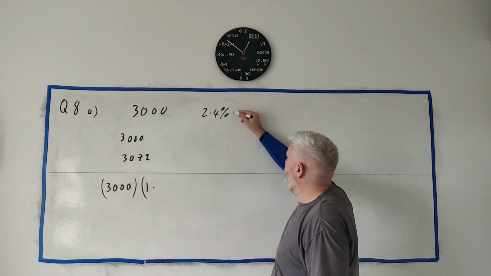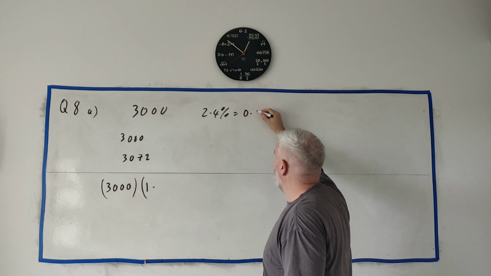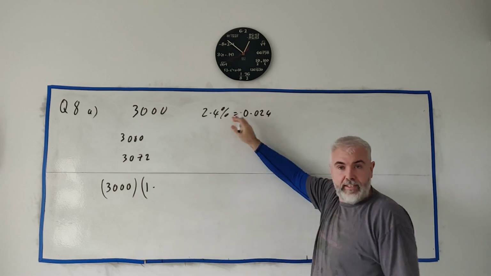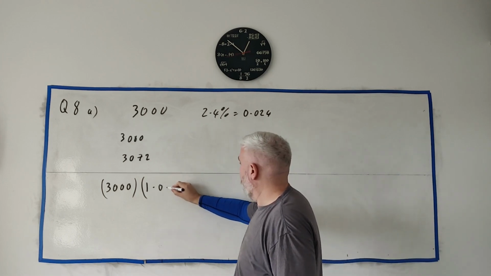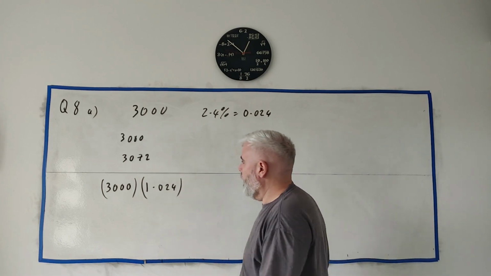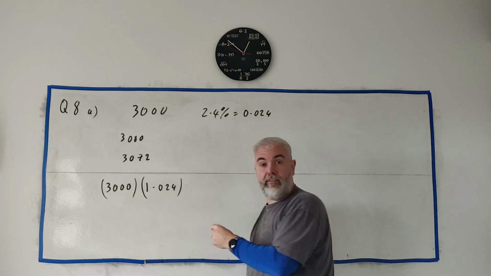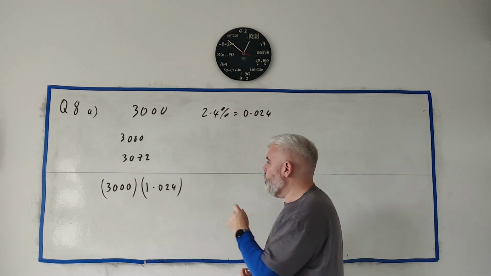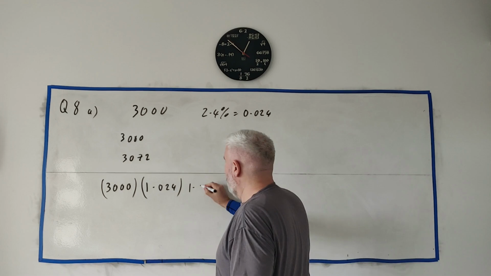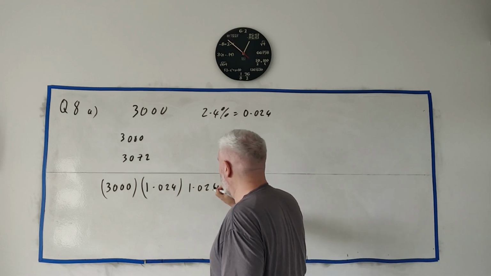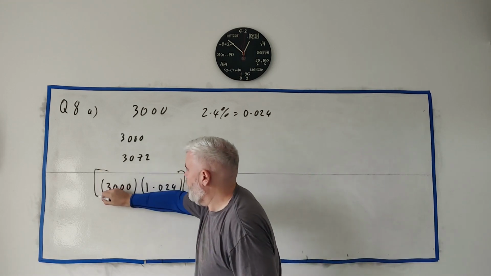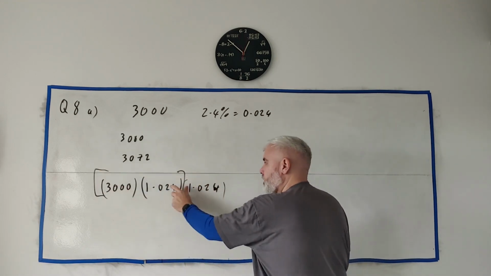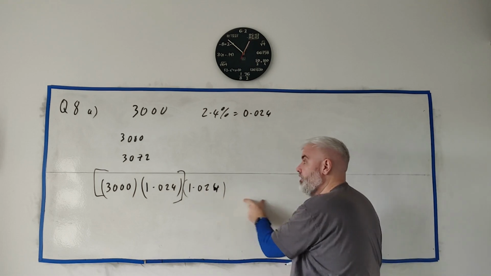Now, 2.4% is the same as 0.024. These numbers are the same. So if we add this on to 1, we get 1.024. This would tell us how much money we have after 1 year. And then if we multiply this again for year 2, this would tell us how much money we have, because this now becomes how much money we have at the end of year 1. And we keep doing this 5 times.